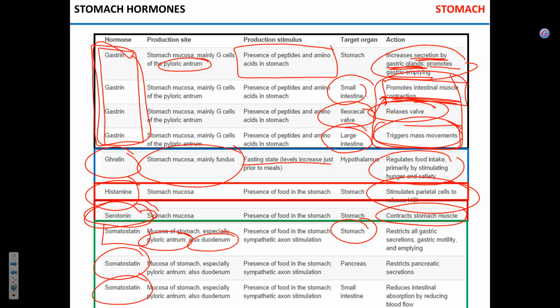So these two hormones, gastrin and somatostatin, essentially work like a tug of war. Normal tug of war. So they will regulate the retention time in the stomach. They will regulate the passage of food through the alimentary tract. Does that make sense so far?